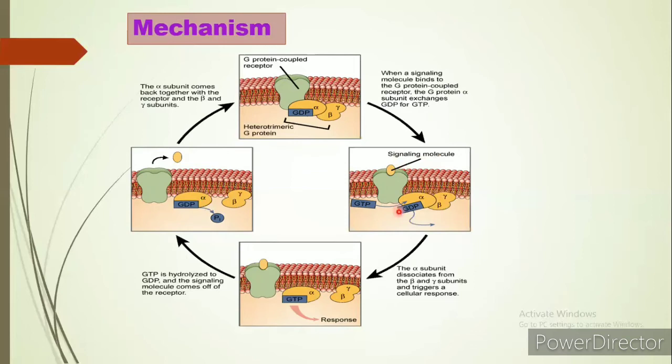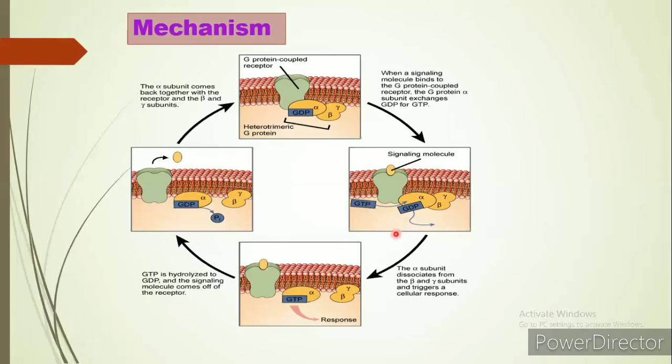Then the receptor is activated. That is, GDP is released from the G protein and GTP binds to the G protein. This GTP is already present in the cytosol. This is the second stage.